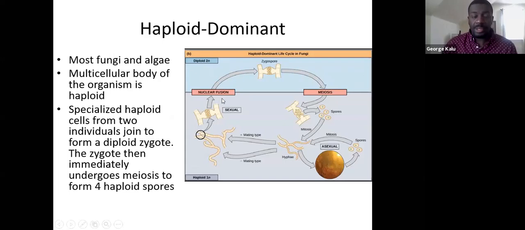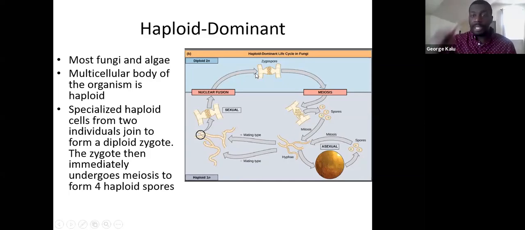What's going to be happening is that when we have a multicellular organism, the majority of the cells are going to be haploid, only containing 1 set of chromosomes. And so we'll find 2 haploid cells that are going to end up fusing and forming a zygote here. So here we have one haploid organism, another haploid organism here, and they're going to join together and form a diploid zygote, the zygospore, which is what we see in fungi.